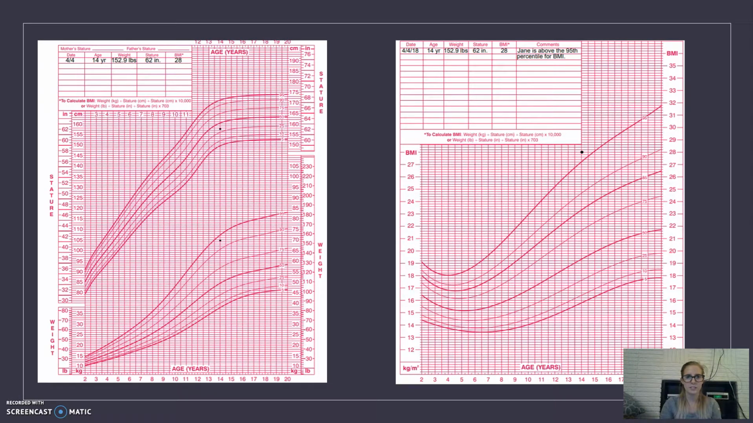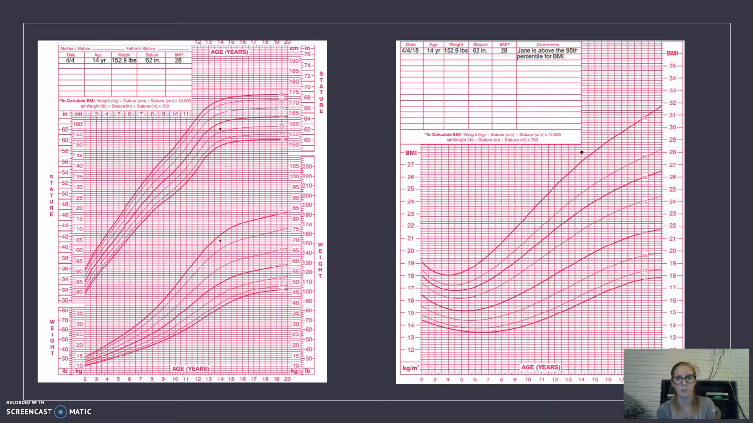So here you can see on the left is Jane's stature for age and weight for age percentile levels. Obviously her stature for age level was between the 25th and 50th percentile range, so that's not too bad. That's a normal range, nothing to be worried about. But then in her weight for age, she was between the 90th and 95th percentiles, which is not a great number, and it does indicate obesity.